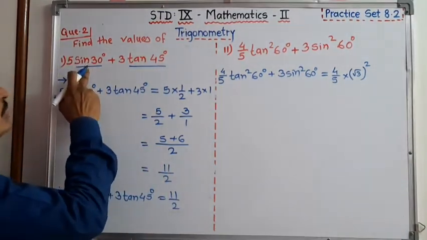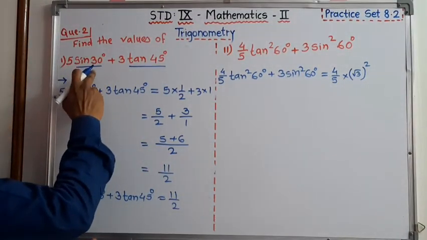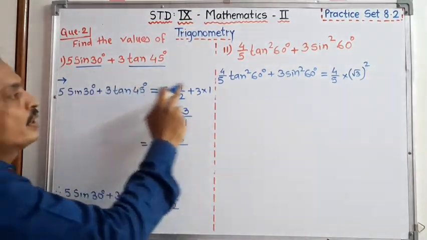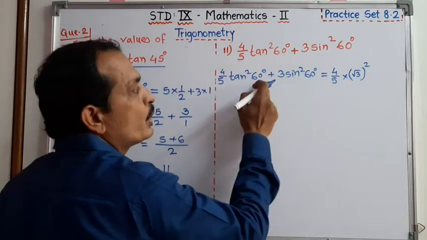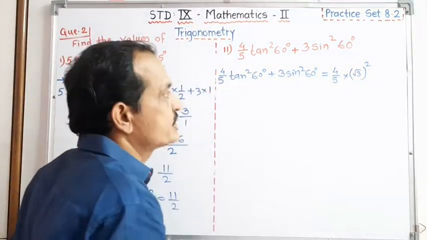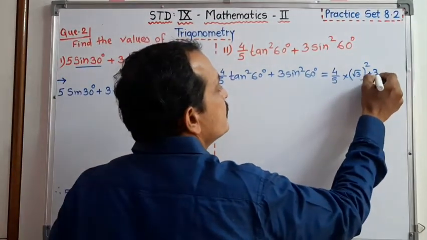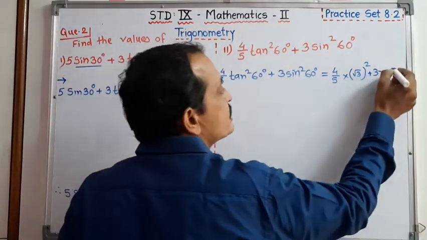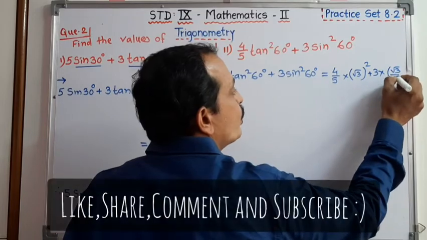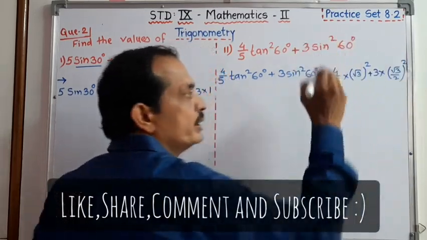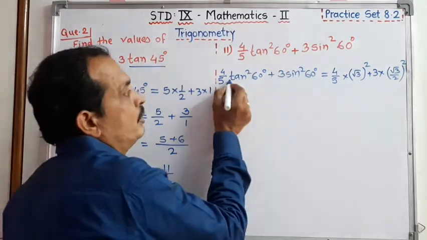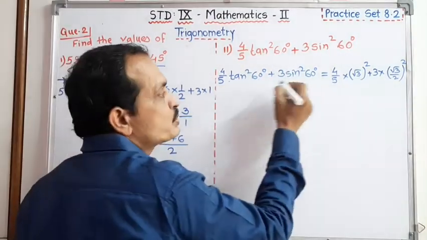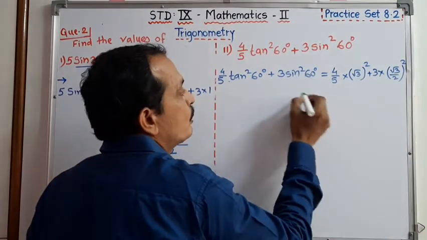Here only the values are given. Sin square 30 was not there, therefore we write 1 upon 2 as it is. But here it is tan square 60. Therefore we have to make the square of the value of tan 60, plus 3 into sin square 60. The value of sin 60 is root 3 upon 2, and make the square of that. Got it? I think everyone understood the difference. That is tan square 60, that means we have to make the square of the value of tan 60.